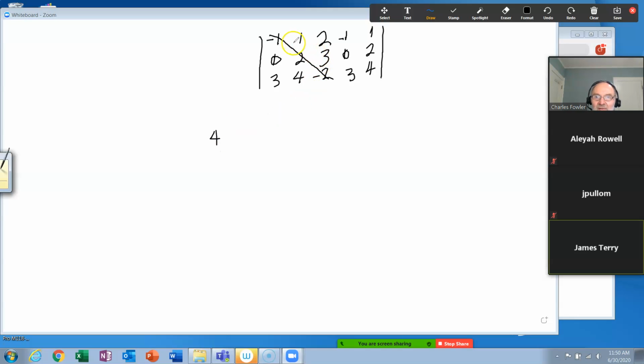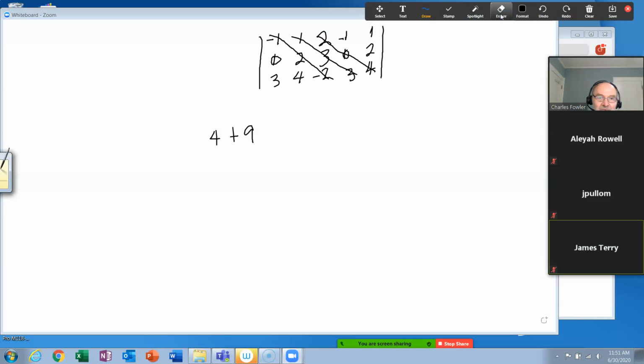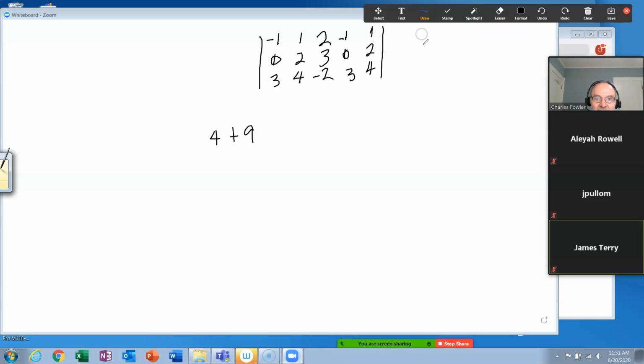Plus 4. Down this diagonal, right? And down this diagonal, yeah, okay. So now I'm going to go back and erase, and hope I don't erase too much here. Erase that diagonal, that diagonal, that diagonal. And now we'll go back and draw our up diagonals.